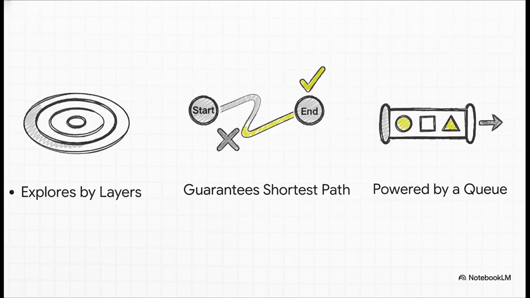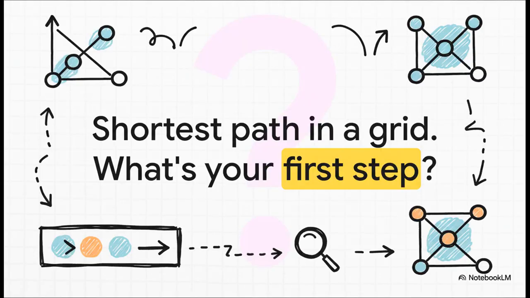So if you remember nothing else from this explainer, let it be these three things. 1. BFS explores in layers, like those ripples on a pond. 2. It absolutely guarantees the shortest path when all steps are equal. And 3. The whole thing is powered by a simple first-in, first-out queue. That's the magic. The answer, of course, is you set up your queue. You know exactly where to start. You now have the mental model to tackle that problem with complete confidence.